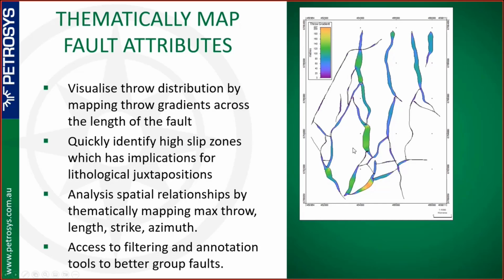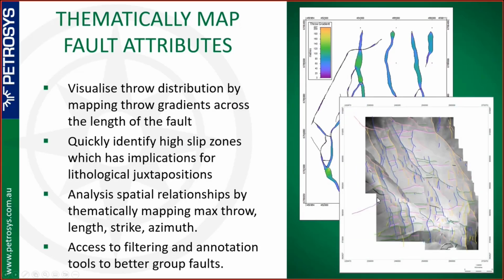As you can see in this image down here, we've got a zone around here where this fault has experienced quite a high vertical displacement. Comparing that to the rest of the data set, you can see some of these north-south trending faults don't experience nearly as high a throw as shown in this region down here.